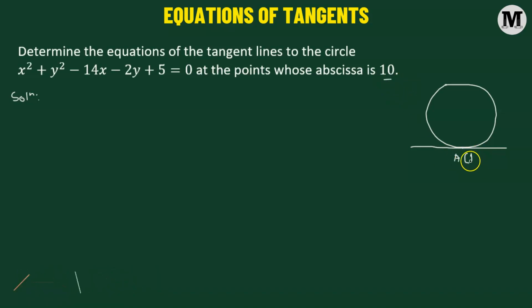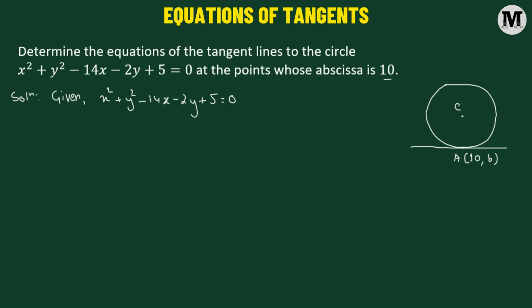That means the x coordinate is given to us. It has a value 10. The y coordinate, however, is not given to us. Fine. And from the equation of the circle, we can determine the radius as well as the coordinates of the center. So let's begin. So here I'll start with the given equation of the circle. We have x squared plus y squared minus 14x minus 2y plus 5 equals 0.